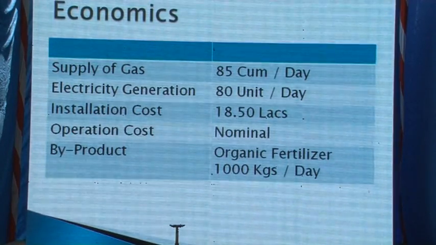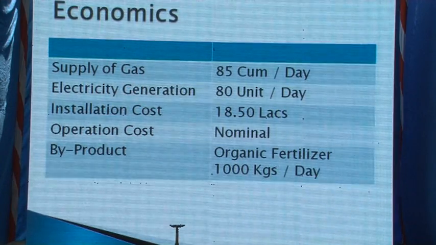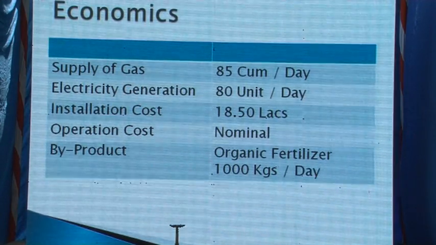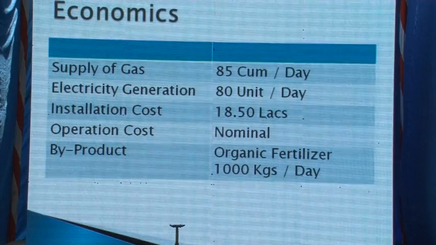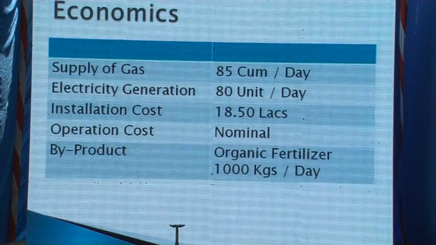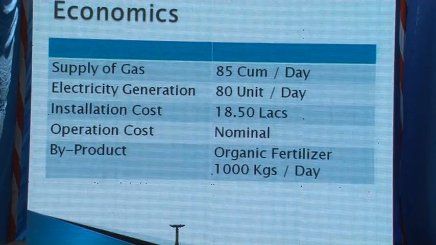Now, the economy, how it works. Supply of gas in our plant is 85 cubic meters per day in 2 cycles. We generate electricity of 80 or 90 units per day.